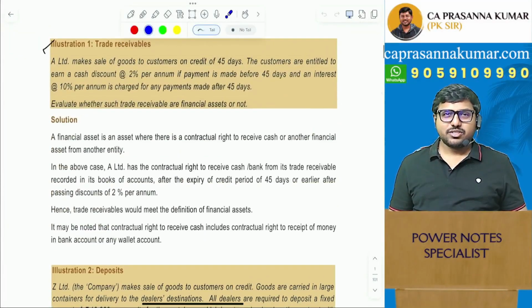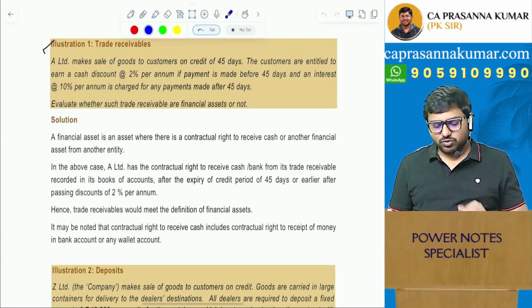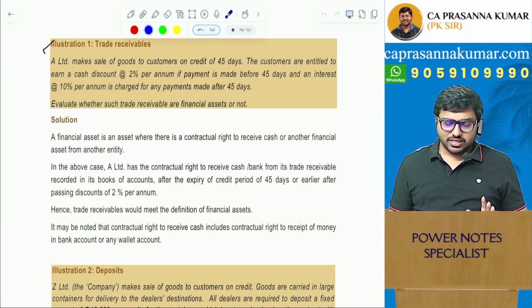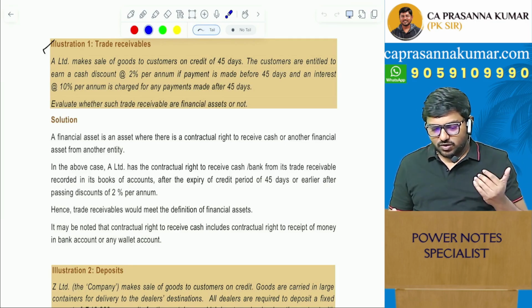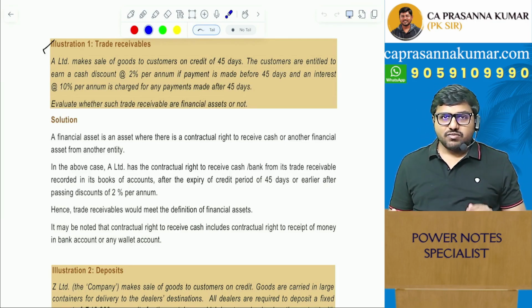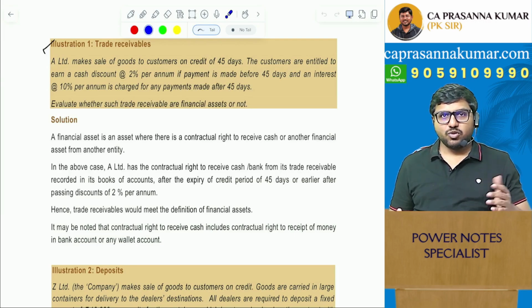Why? Because your recognition and measurement and all that main stuff goes back to Ind AS 109. Anyways, first we'll solve these sums. These are all basic questions only. First 15 questions, we'll do it. If there is still time, we'll go with some more concepts and try to finish up Ind AS 32 and move on to Ind AS 109.